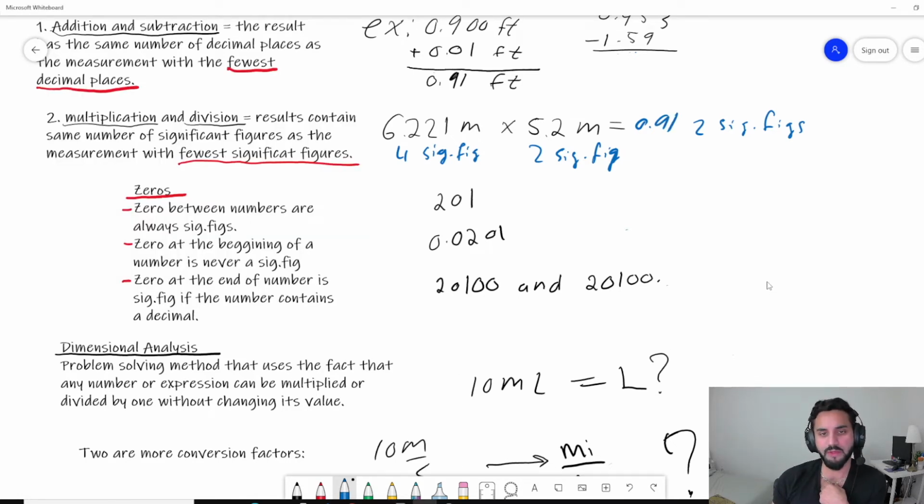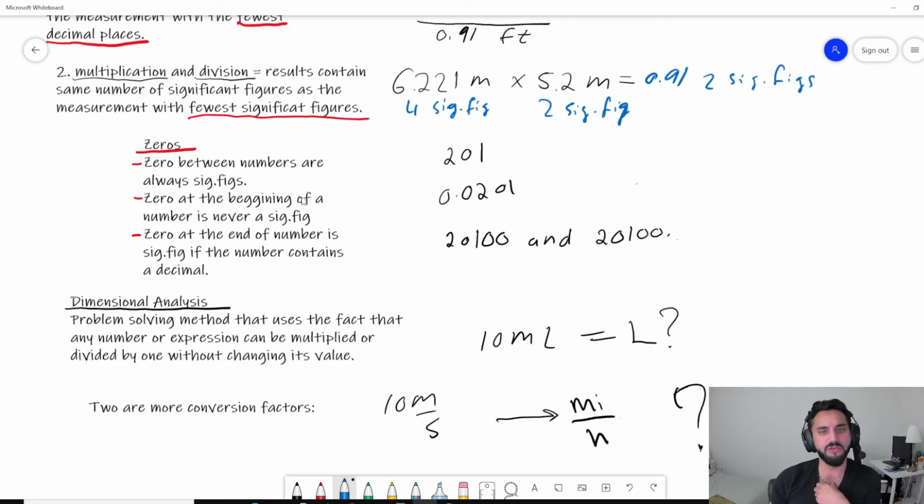All right, when we're dealing with sig figs, there's a zero rule. Zeros between numbers are always sig figs. For example, there's a zero in between here. We count this as a sig fig. So one significant figure, two, three. Here we have three sig figs. How many sig figs do we have here? The next rule says that zeros at the beginning of a number are never sig figs. So we don't count these two. We only count this one and this one. So three, right?